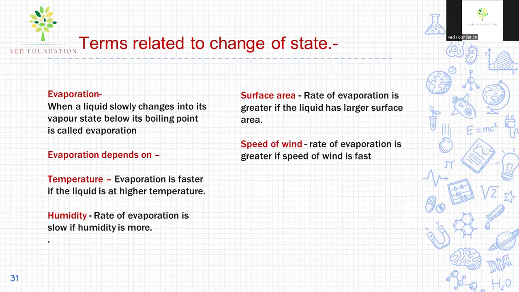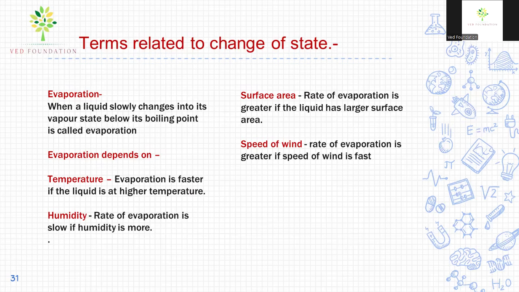Evaporation depends on the following factors: temperature, humidity, surface area, and speed of wind. Temperature. Evaporation is faster if the liquid is at higher temperature. Means higher the temperature, faster is the evaporation. Next, humidity. Rate of evaporation is slow if humidity is more. Means less the humidity in air, faster is the evaporation.